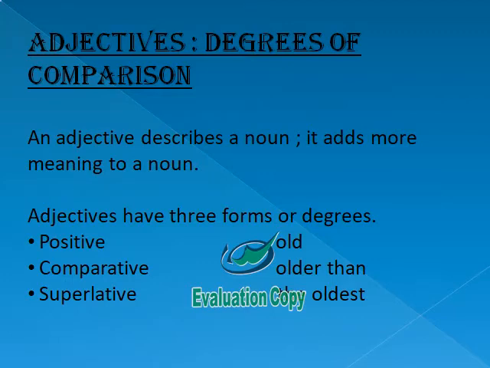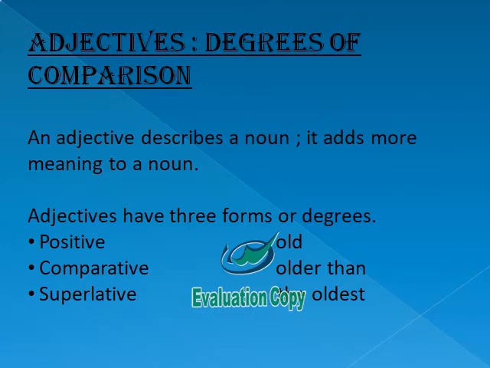Suppose in your book it's given, I am older. How do you know you are older than I? There are 3 forms of degrees. I'll tell you in a very simple way. Suppose I am talking about a boy named Jack. I say Jack is an old boy.